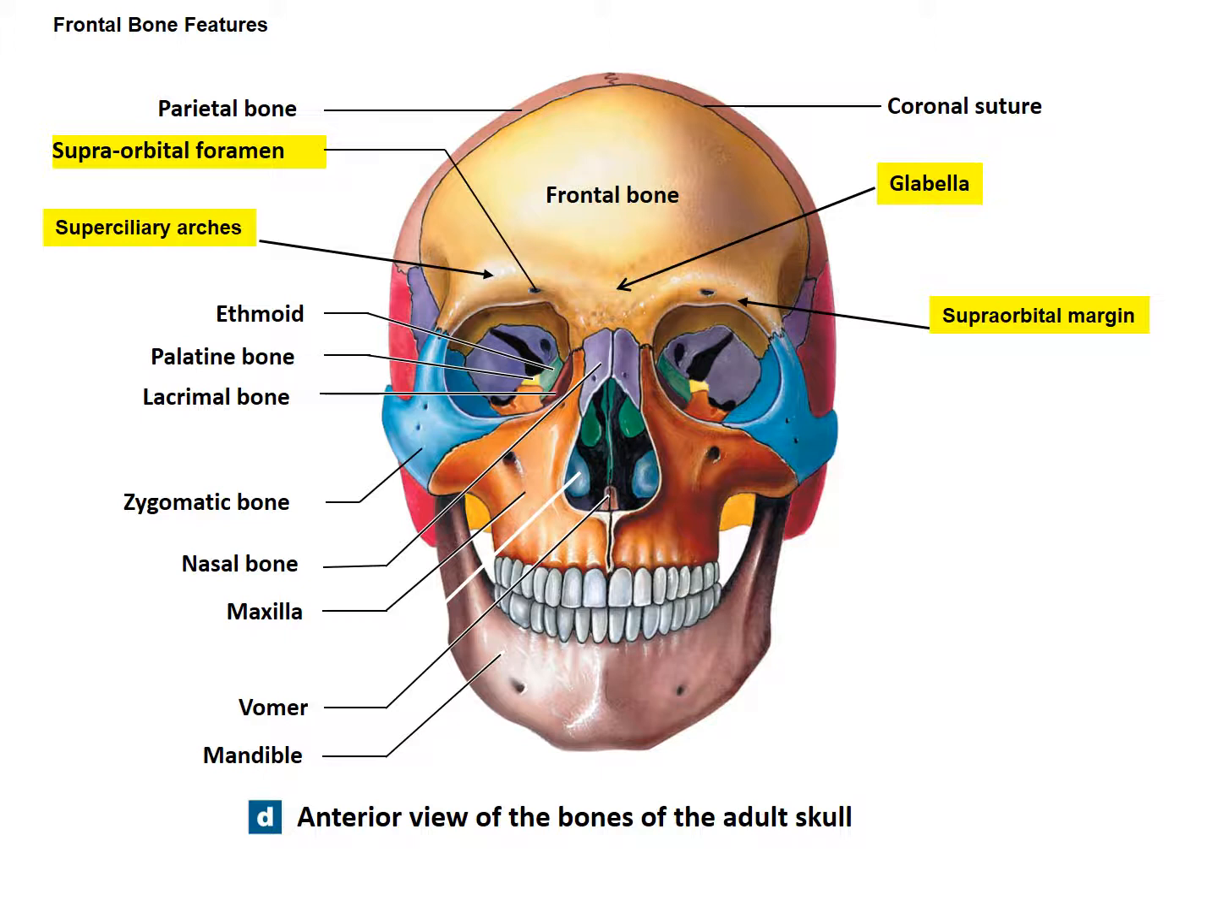First will be the supraorbital foramen. It's a passage for the supraorbital nerve, artery, and vein. It is on either side of the arches. The superciliary arches are also known as the supraorbital ridge or brow ridge. This provides strength to the frontal bone.